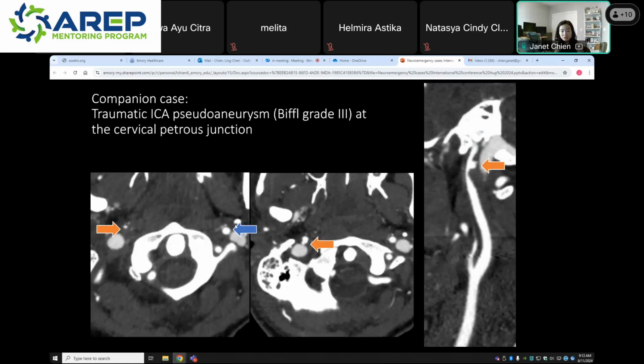And so here you can see the left ICA is normal in caliber. The right ICA is pretty significantly narrowed. And then further up, more superiorly, there's this irregular outpouching posteriorly, kind of at that cervical petrous junction. And on the sagittal, you can see this irregular pseudoaneurysm much better here.